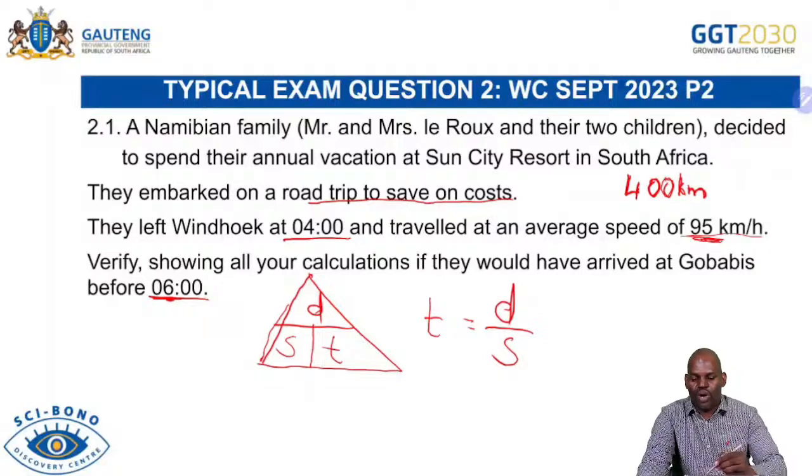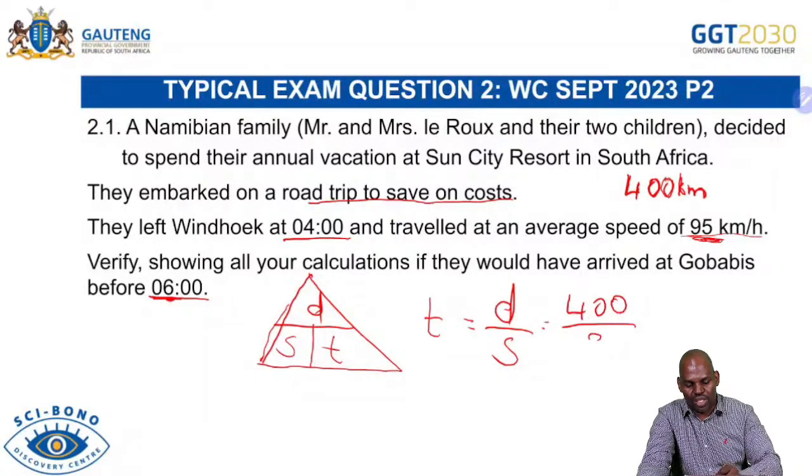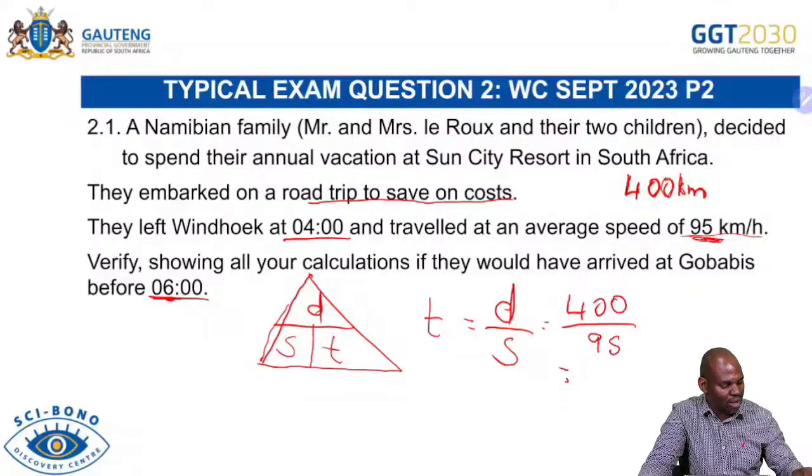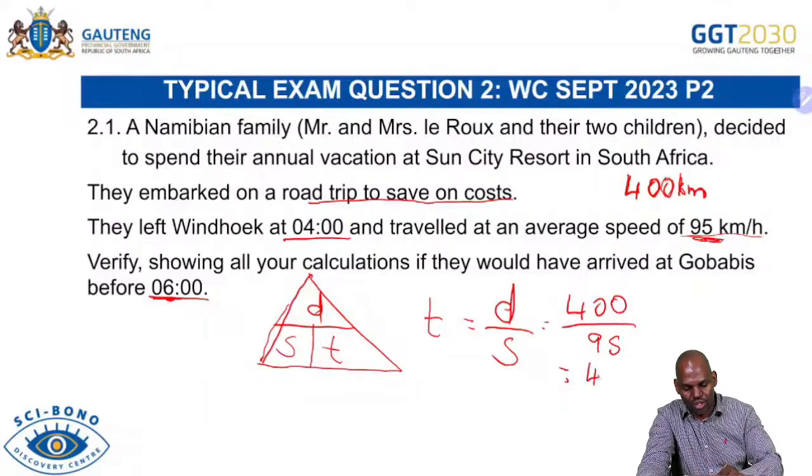Okay, so if we have to do the calculations, in this case, the distance is 400, and then 400 divided by speed, which is 95. Then we take 400 divided by 95. Use your calculator. 400 divided by 95. This will give us about 4.2. So it's about 4.2 hours.